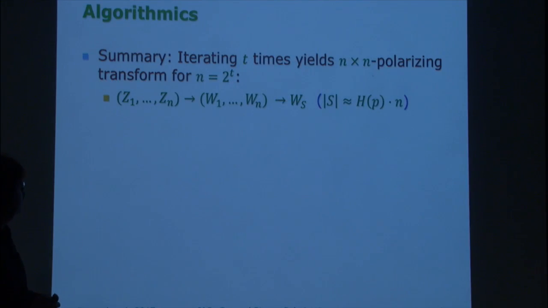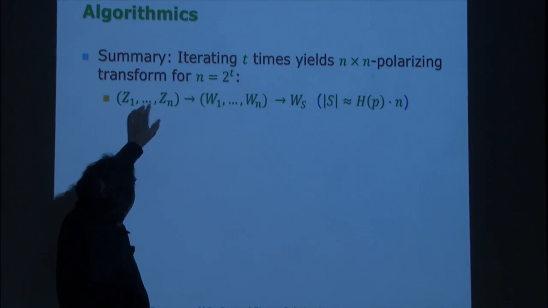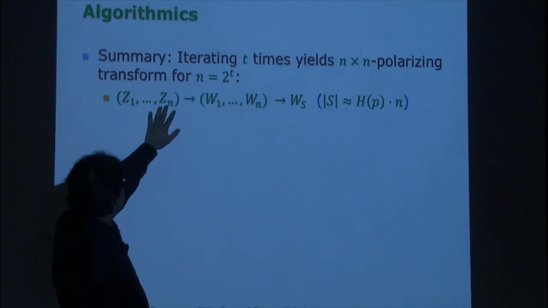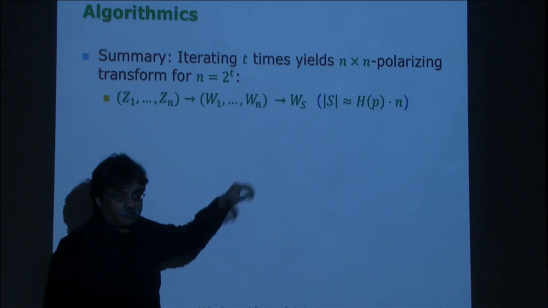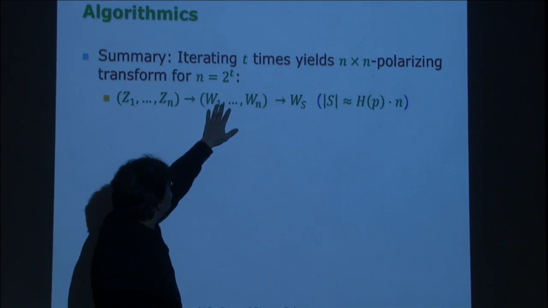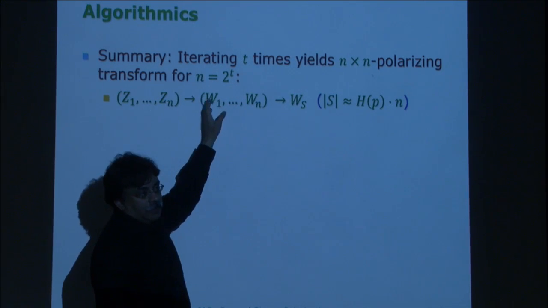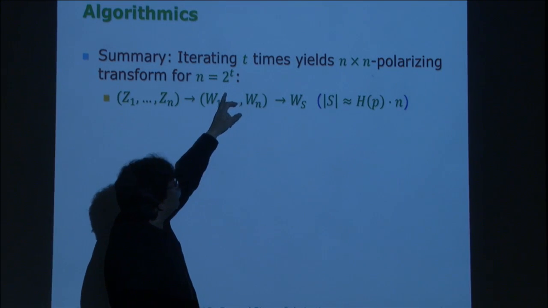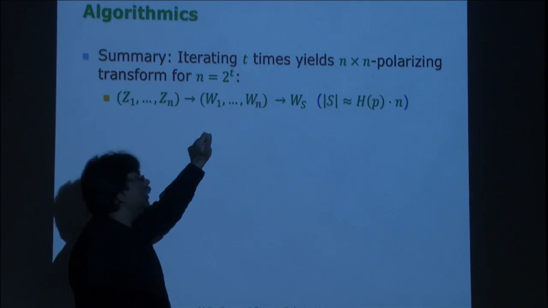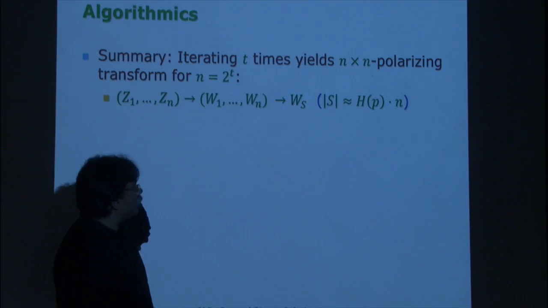All right, so summary, this is an entire transformation. So what does the transformation typically do? It takes n independent bits and produces n bits, which have the feature that each one of these bits, conditioned on the past, is an invertible transformation. If you look at the entropy of w_i conditioned on w_{<i}, these quantities will sum up to H(p) times n.